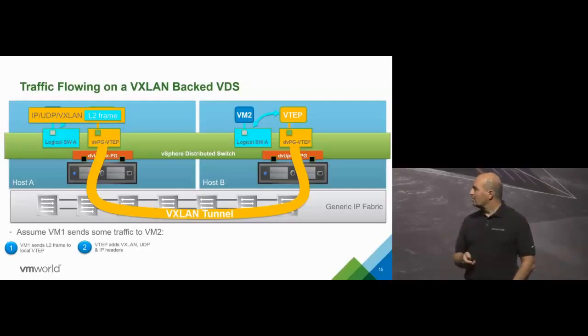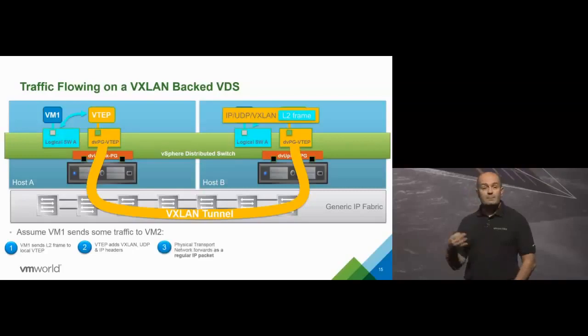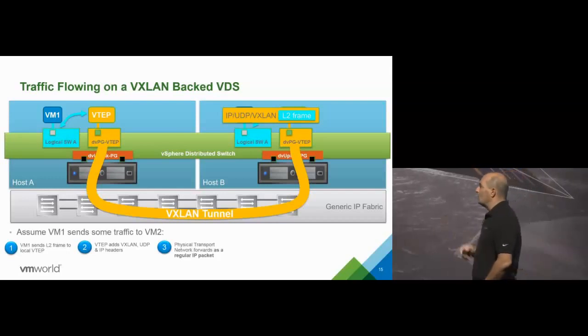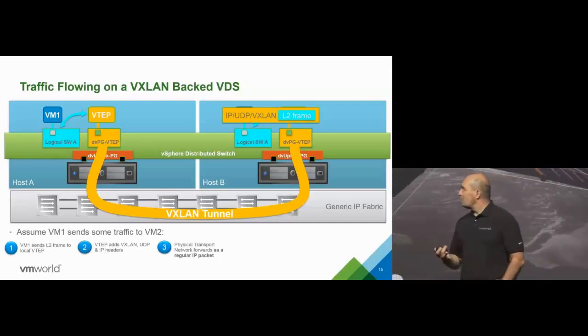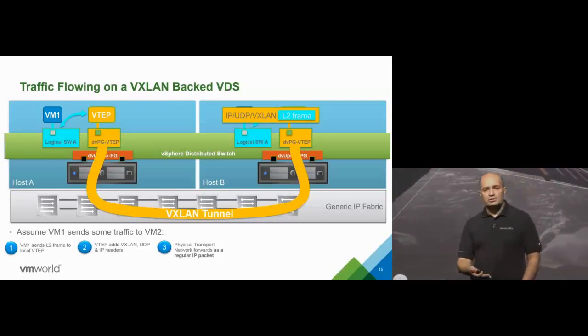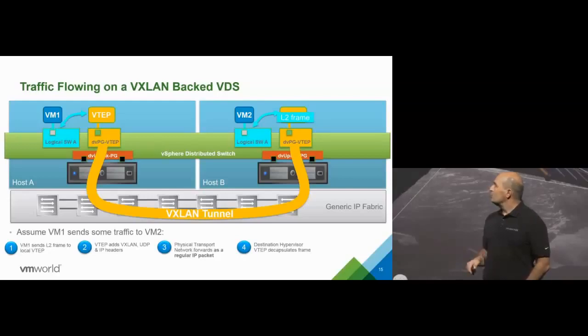And basically now it's just a matter of sending this IP packet across your IP network to host B. So this is just plain routing at that stage. On host B, I recognize that it is a packet that is going to the IP address of my VTEP. I decapsulate the packet and recover this L2 frame that I can now switch locally to my logical switch A to VM2. So pretty straightforward. It's basically the same path as before, except that we have this additional step of going through a VTEP.